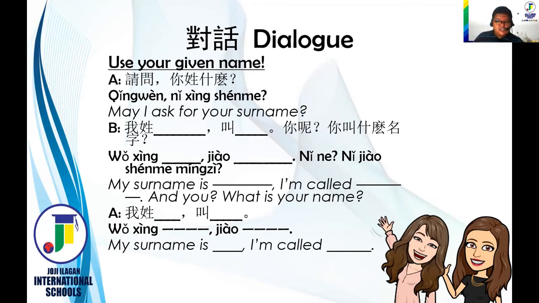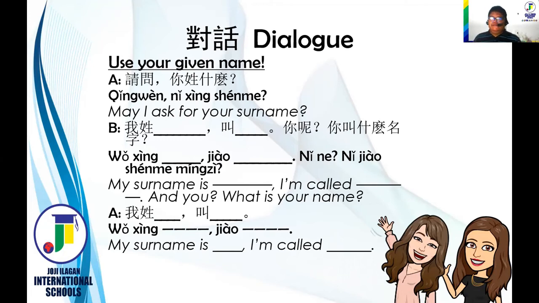Then you say, Nina, how about you? 你叫什么名字? What is your name? Then the other speaker will answer 我姓 and 叫. So you also have to do the same with what B has answered when saying 你叫什么名字? Instead of just mentioning your name, you also mention your surname and your given name. So allow me to practice. I'll be A, you will be B. Let's try.